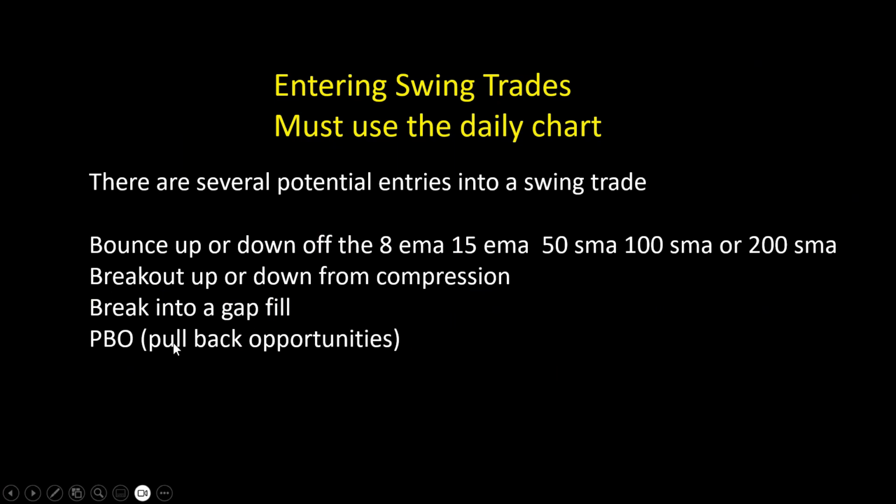And then pullback opportunities, PBOs. That's where a stock moves up, comes back to the 8 or the 15, bounces off of it, heads up again, or the 50 or the 100 or the 200. All of these moving averages right here can be used for entries into swing trades. This is where you're going to get your best trades. In the room we talk about PBOs all the time. We have a huge number of PBO trades, pullback opportunities. Stock's bullish, it comes down, it touches the 8, it bounces up, it closes over the 8, you take it for a swing. Okay, so those are your entries on the daily chart for swing trades.